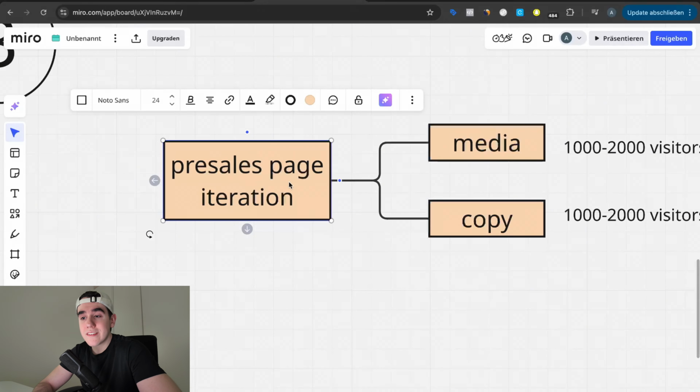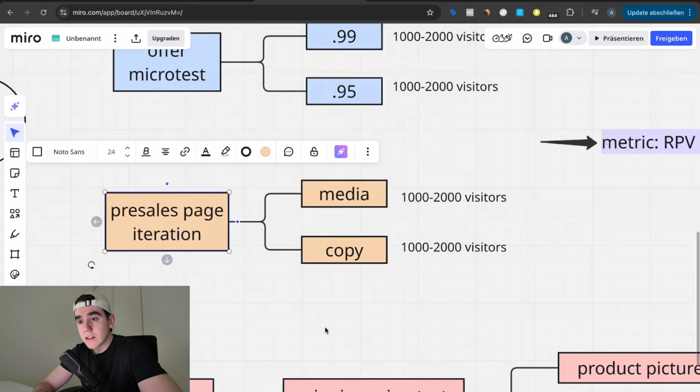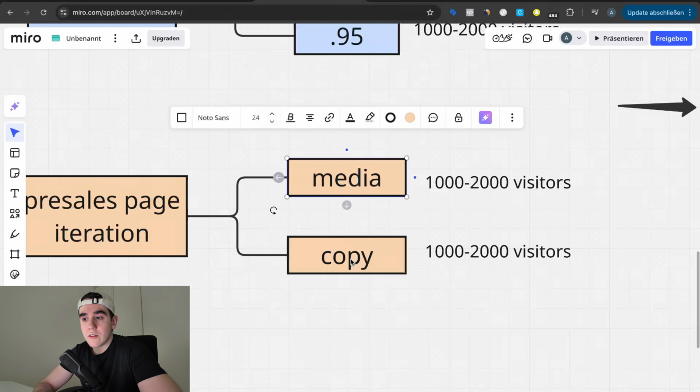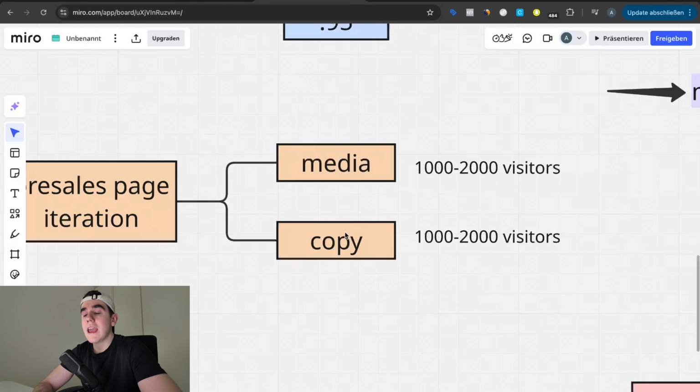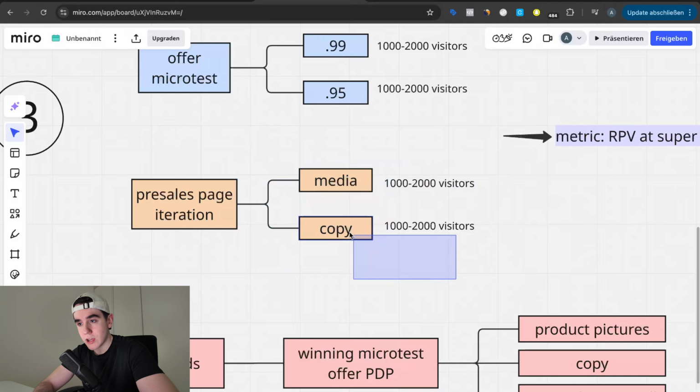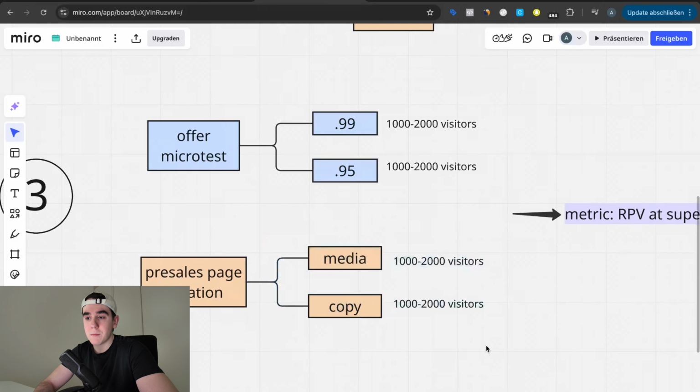Second thing is you're going to start to iterate your pre-sales page, right? Specifically, obviously you can only iterate these two things here: the media, the images, the GIFs, whatever, and the copy, right? So what does it actually say? Now, both of these should pretty much have the same topic, right? So you should not do high impact tests here.